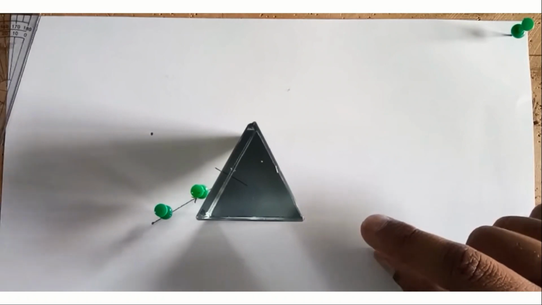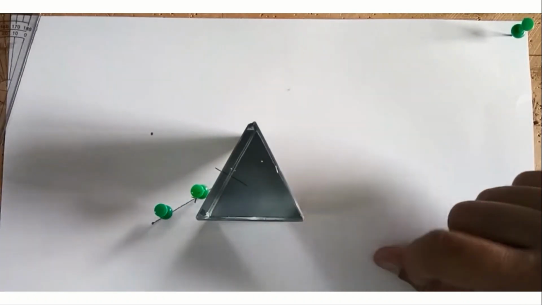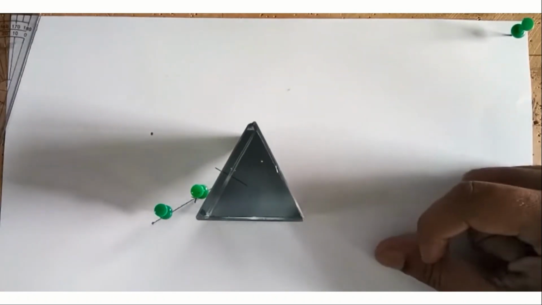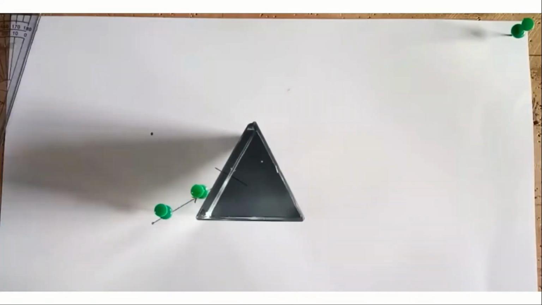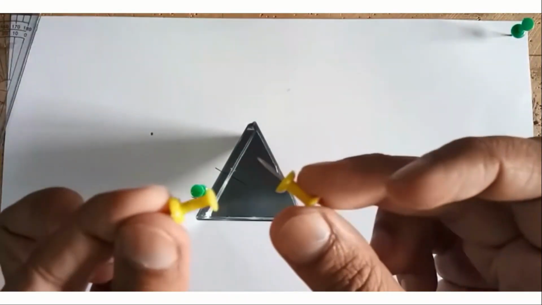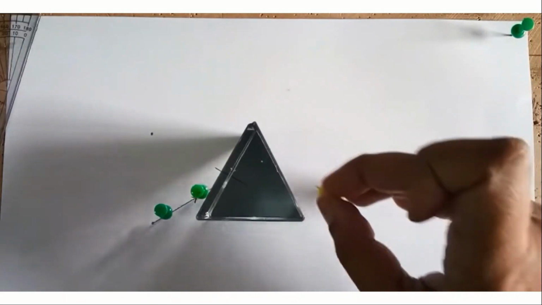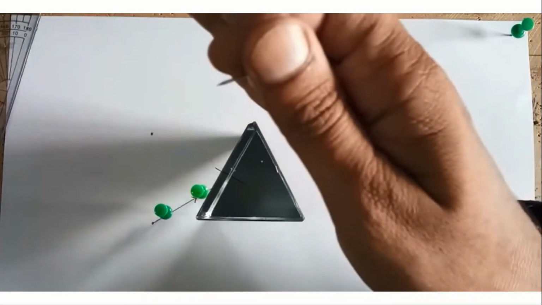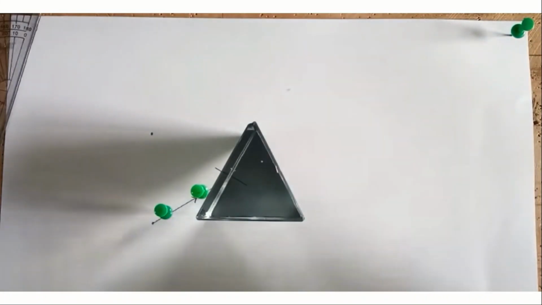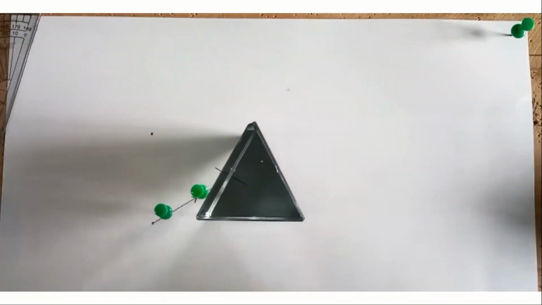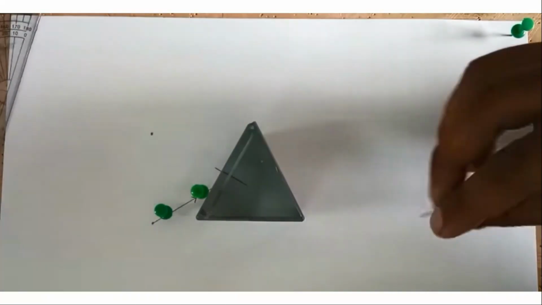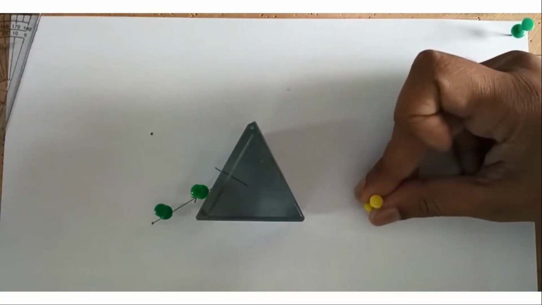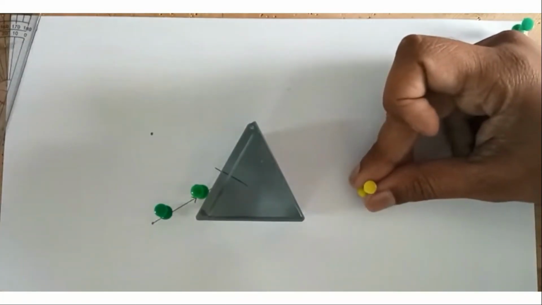At that image formed, we will be writing the emergent ray. The emergent ray is the ray which comes out of the glass prism. Now in order to write this, I will be taking two yellow softboard pins, and I will be placing them in perfect alignment with the green pins. So when I am viewing from this side, I will be seeing the straight line of the pins, and according to that I will be placing these two pins.